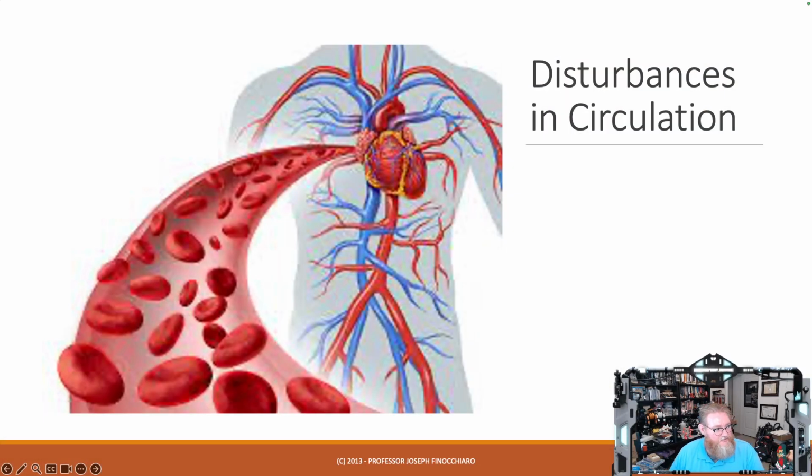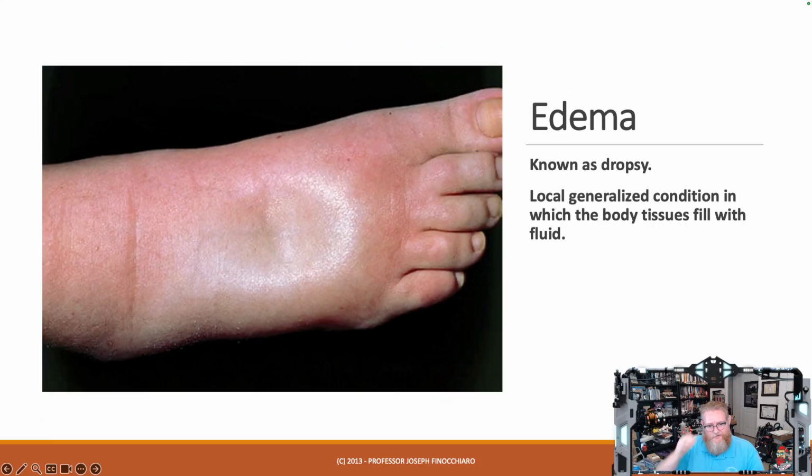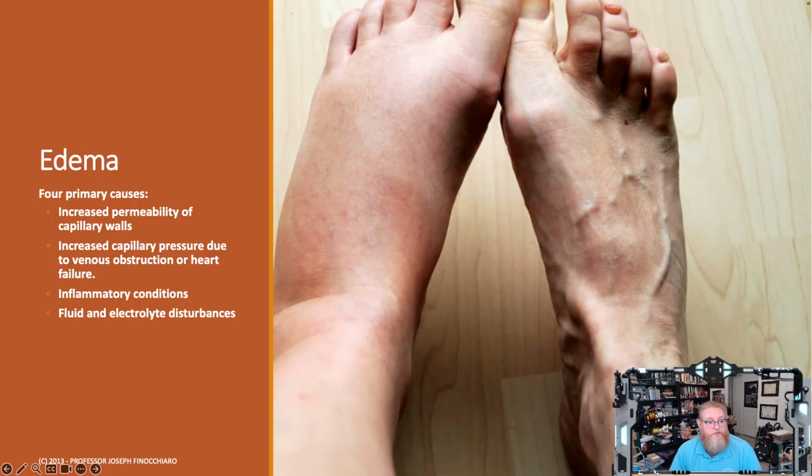And let's get the presentation up, and let's talk about disturbances in circulation. So first up, we have edema, which is also known as dropsy. It is a local generalized condition in which body tissues fill with fluid. There are four primary causes: increased permeability of capillary walls, increased capillary pressure due to venous obstruction or heart failure, inflammatory conditions, and fluid and electrolyte disturbances.